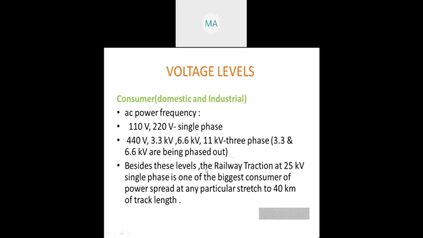The frequency for traction is different from the frequency we use for domestic applications in India. In domestic applications we use 50 Hz, but for traction, which is 25 kV, a lower frequency is used. So it depends on which voltage levels we are using.